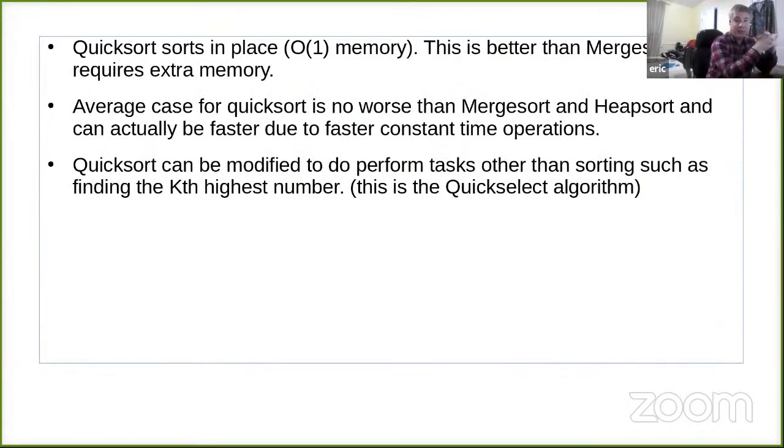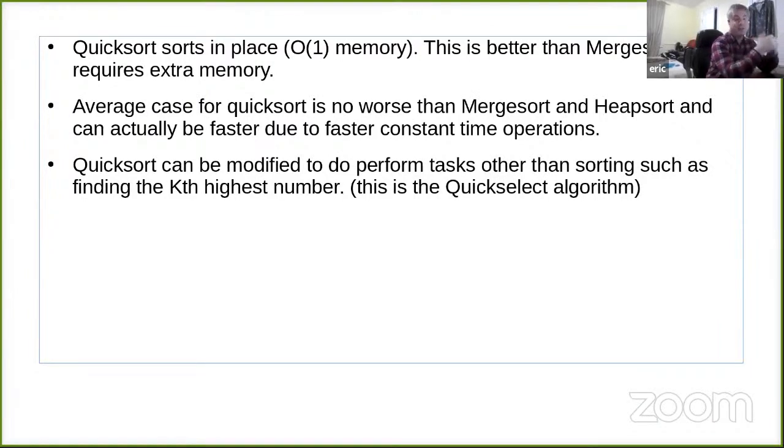So why is quicksort good? Why would we use it instead of merge sort or instead of heap sort? As I mentioned before, in our best case scenario, quicksort runs in O(n log n), which is the same as merge sort, the same as heap sort. So why would we ever do it? Why not just use one of those?